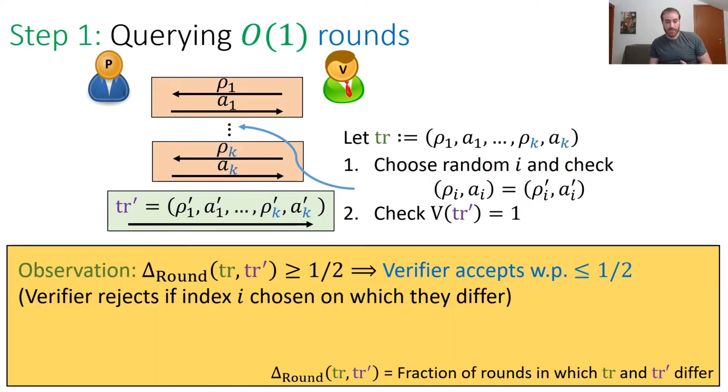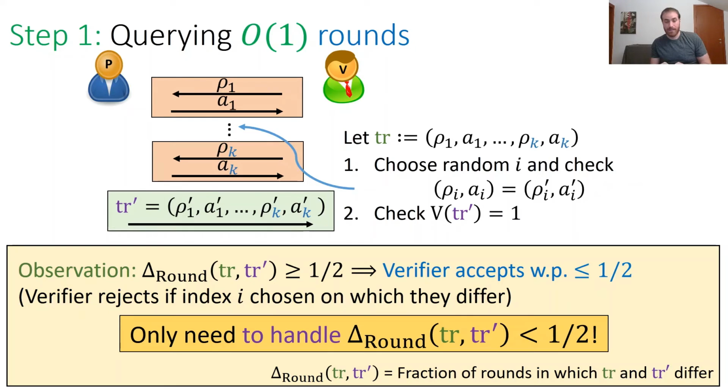Well, our main observation is the following. If the two transcripts, the real one and the one sent by the prover, disagree on more than 1/2 of the rounds, then the verifier accepts with probability at most 1/2, since it will find a round in which they differ with this probability. So we actually only need to handle the case in which the prover sends a transcript that is close to the real transcript, that agrees with the real transcript on at least 1/2 of the rounds.